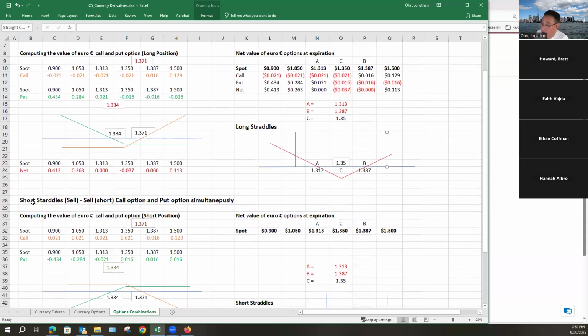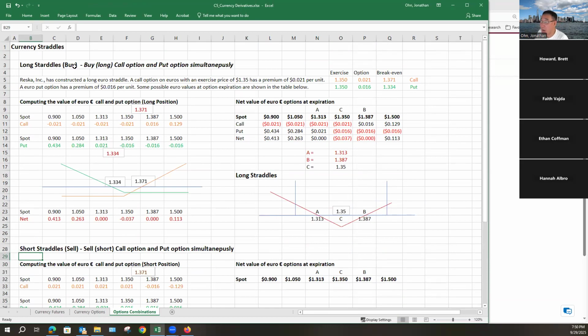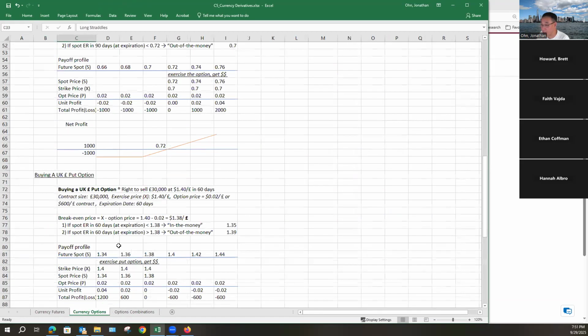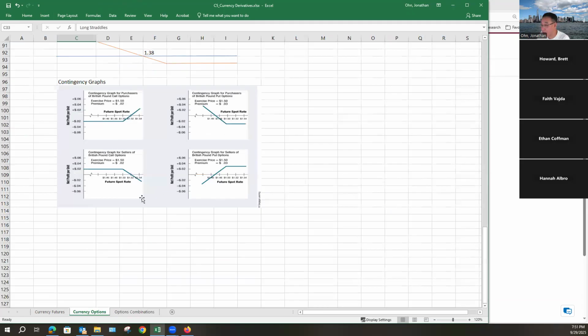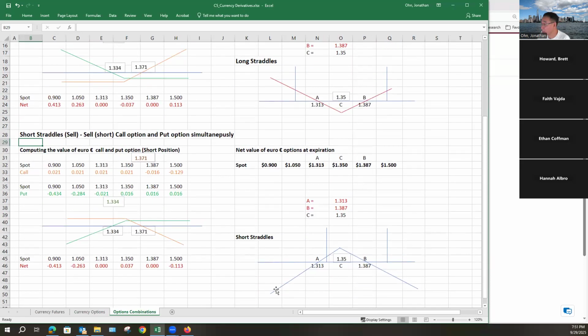Short straddle. Again, this one should be a straddle. A short straddle, look at this one, is the mirror image. This one is what happens when you buy a long call option and put option simultaneously. When you sell them, as I told you, it happens this way. It's the mirror image vertically, right? Look at this. That's a short straddle.